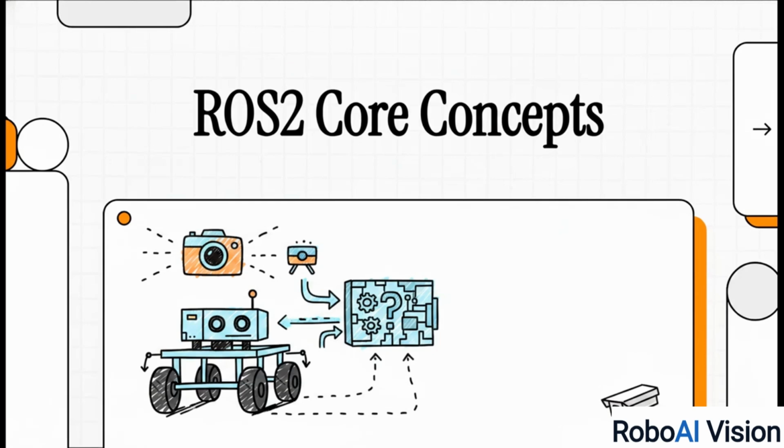Welcome, everyone. If you've ever looked at an autonomous robot and wondered, how exactly does it translate raw sensor data into intelligent movement? Well, you are in the exact right place. In this explainer, we're going to completely demystify ROS2, the robot operating system.